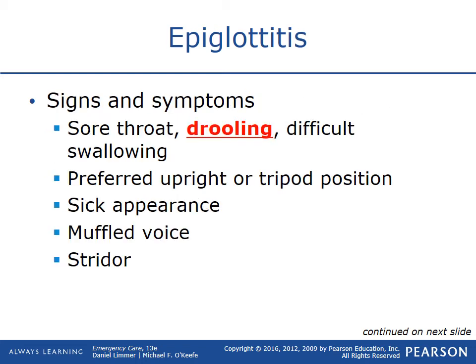They'll have a sore throat, difficult to swallow. So since all that is happening, it's hard to swallow. You can't swallow the saliva that's in your mouth, so they'll have excess drooling. And as little kids, they'll have their head bob forward and just drool running out of their mouth because they can't swallow it. It hurts too bad. So that will be their position of comfort, upright in that tripod position, letting the drool run out of their mouth. They'll be sick, have that muffled voice.